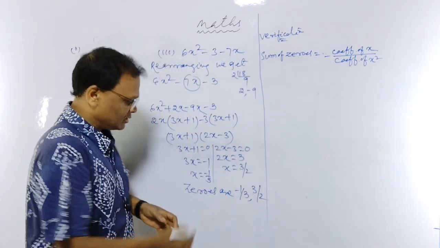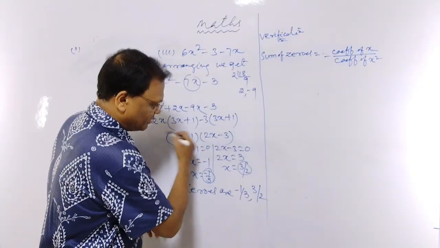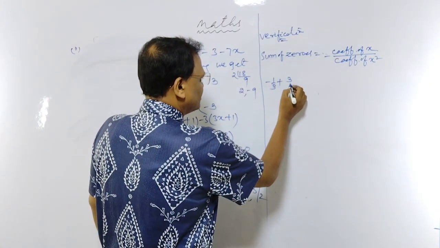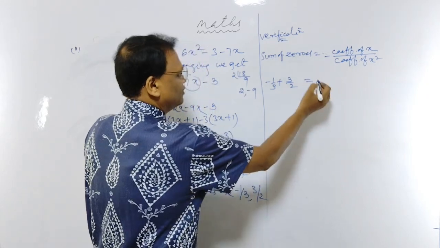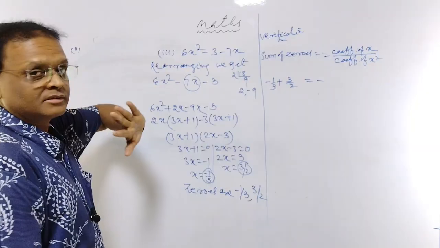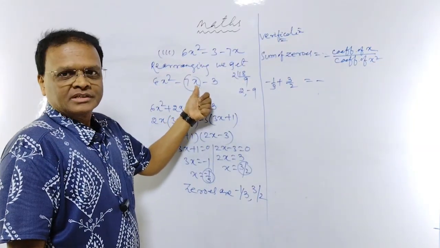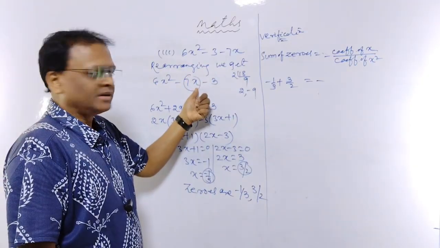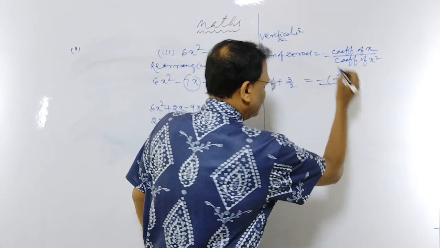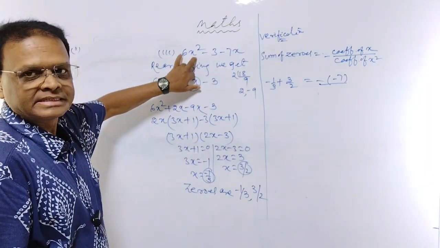Sum of the zeros. What are my zeros? My zeros are here, look at here: minus 1 by 3 and 3 by 2. So minus 1 by 3 plus 3 by 2 is equal to minus coefficient of x. Check it. Where is my coefficient of x? After rearranging, it is written as minus 7. So minus 7 divided by the coefficient of x square. The x square coefficient is 6.